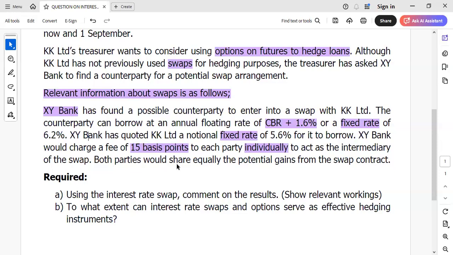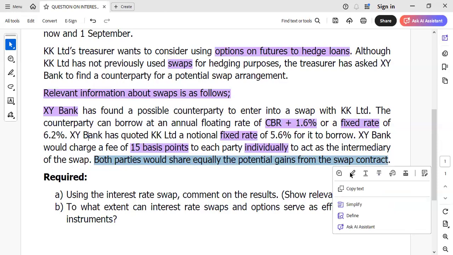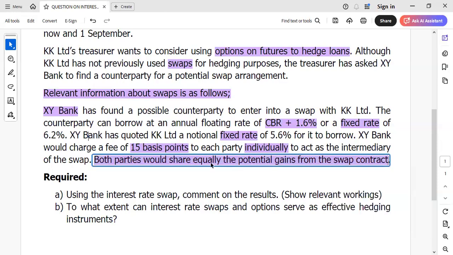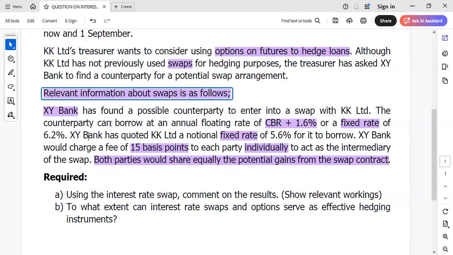Both parties would share. This statement is very, very key. If both parties would share equally, the percentage is what? Both parties would share equally the potential gains from the swap contract. So it means that the sharing ratio is 50-50, 50%, 50%. And that's all about the question.